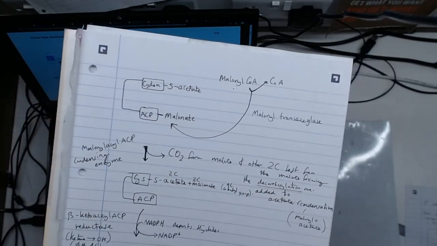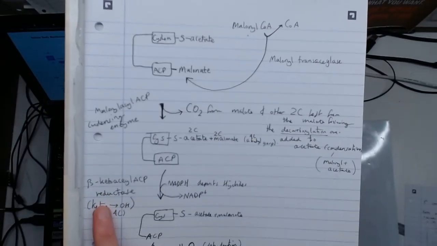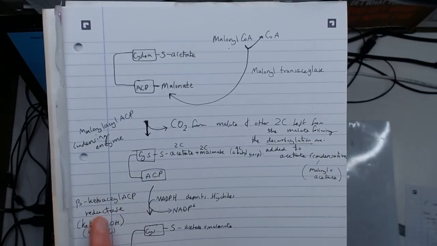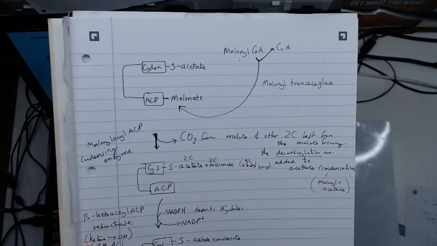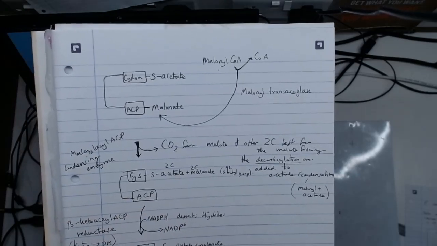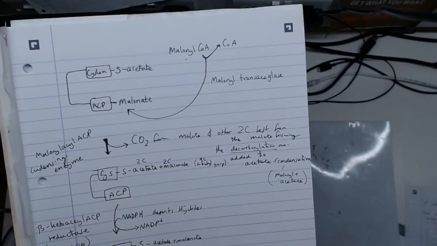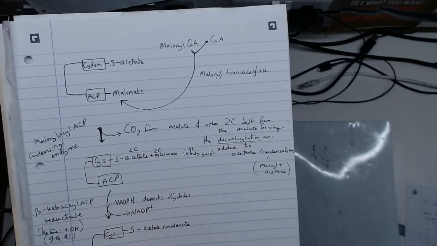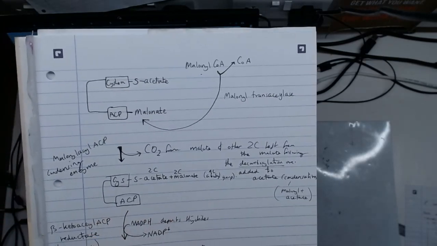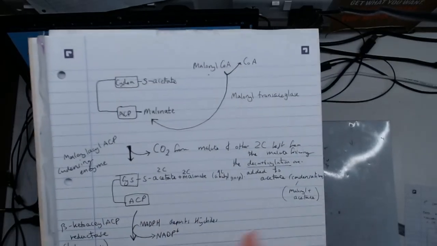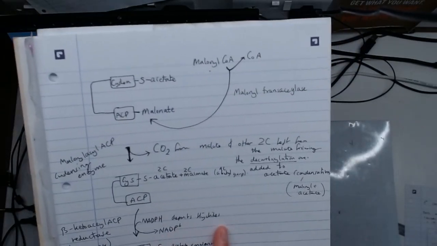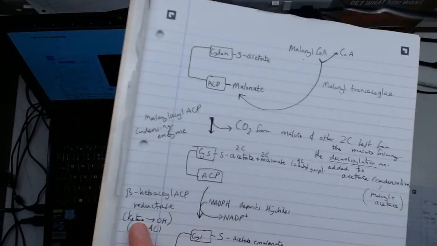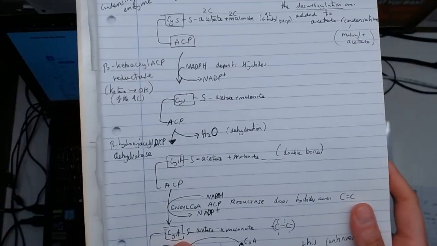So next up, with the help of beta keto acyl ACP reductase, we are using this enzyme to convert NADPH into NADP. So that means that NADPH itself has been oxidized because we are depositing these hydride ions onto the butyl group. So we are having the conversion of a ketone into an alcohol.